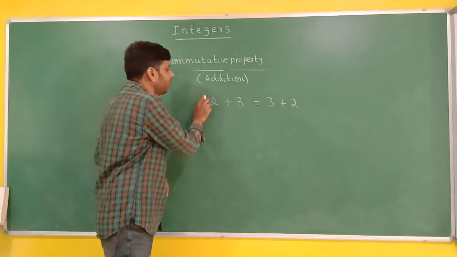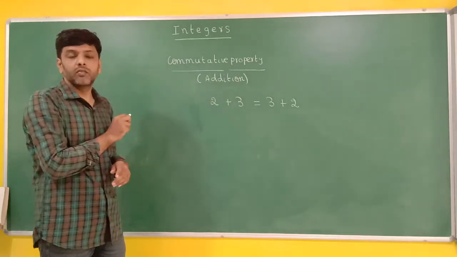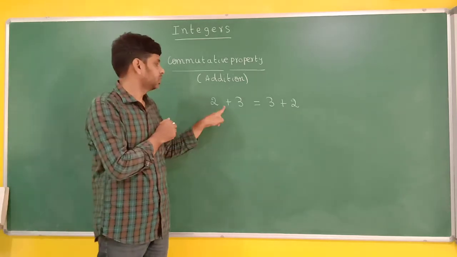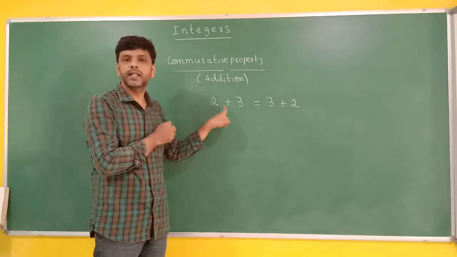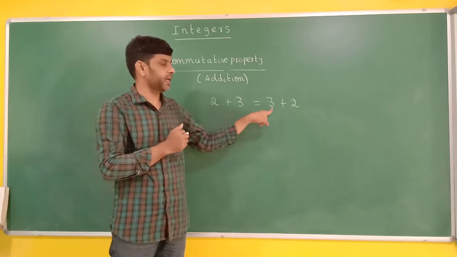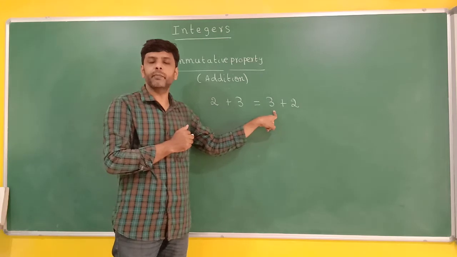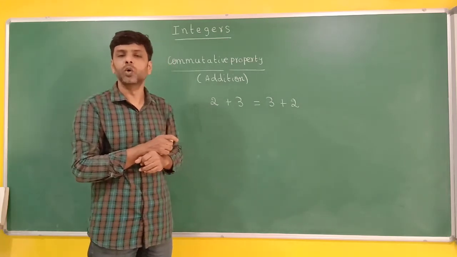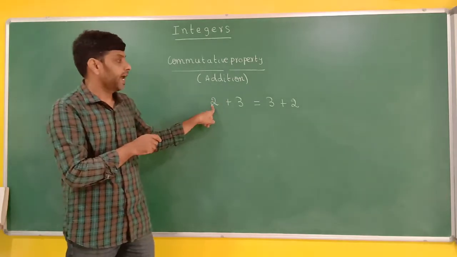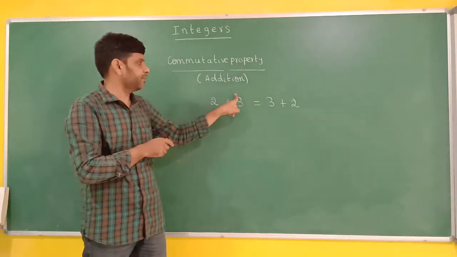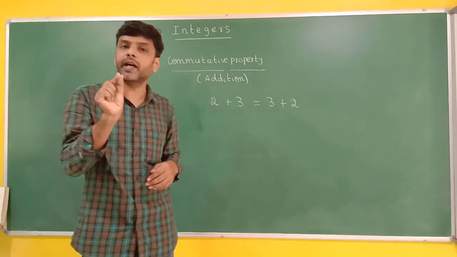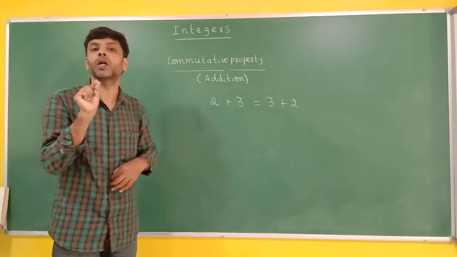Now, what do we have on the left hand side? We have two numbers. What is the first number? 2. What is the second number? 3. Now come to the right hand side. What is the first number? 3. What is the second number? 2. So what did I do? I interchanged the places. First number I kept in second place. Second number I kept in first place. I changed the order. Remember this word is very important.